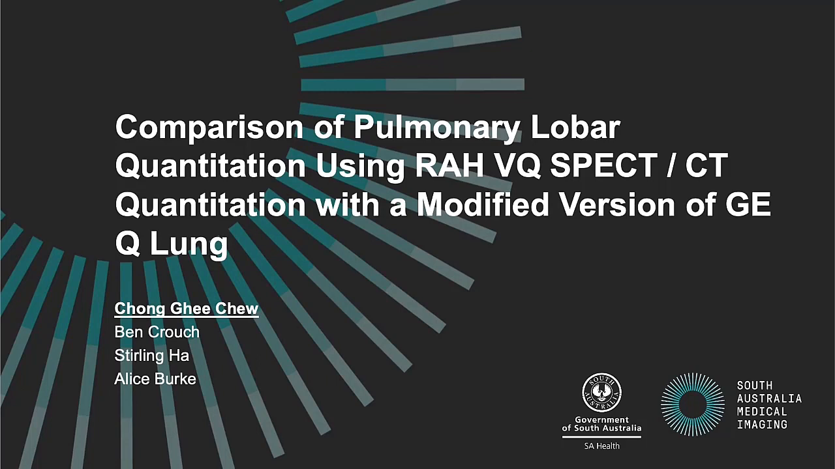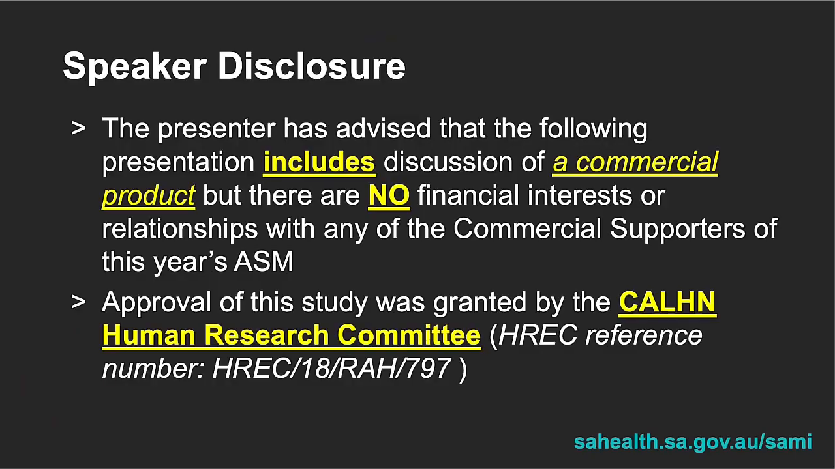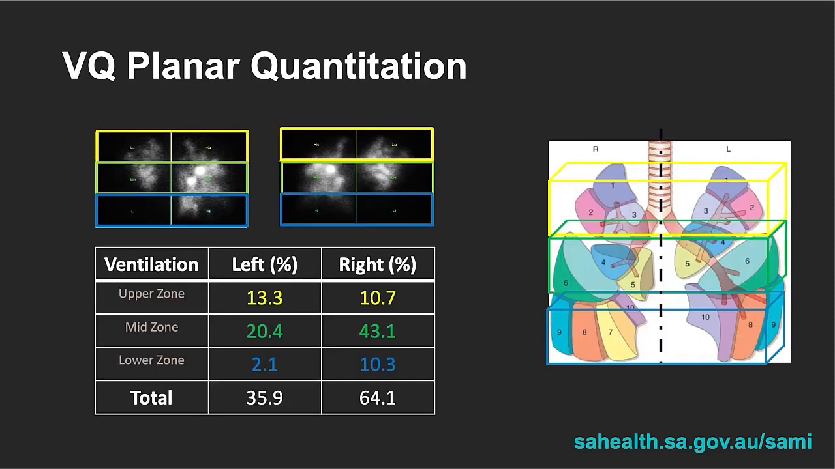Today I am presenting the findings of a study we did comparing VQ SPECT lobar quantitation using our program, which we term Royal Adelaide Hospital VQ SPECT CT Quantitation, or RAH VQ-SQ for short, versus a modified version of a commercial quantitation program from GE called QLung. For the purpose of this study, GE kindly provided us with a temporary QLung program license for free without financial interest. Our study has been approved by our ethics committee.